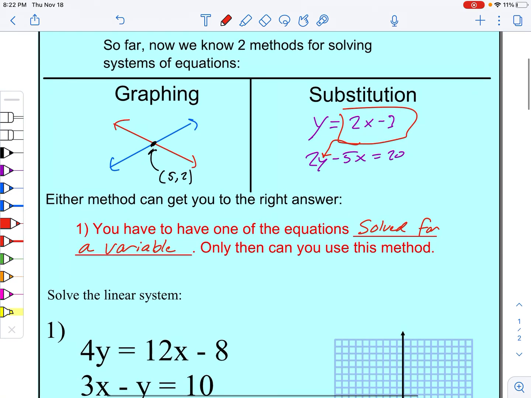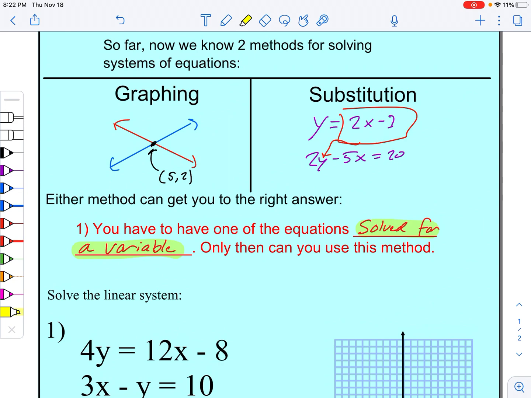And just a quick review on substitution: just like other methods, like graphing, like substitution, and like the elimination one we'll talk about today, sometimes they have to be set up correctly. Just remember, for substitution, you have to have one of the equations solved for a variable, so you can actually use this method.